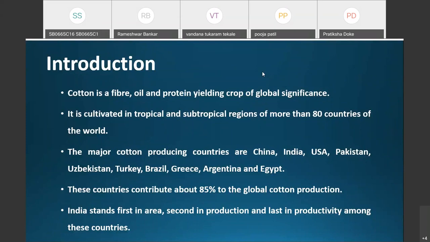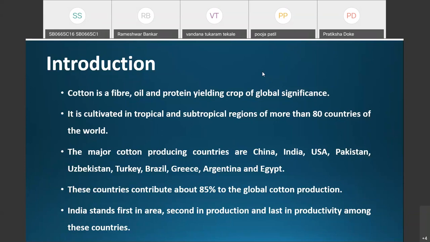Cotton is a fiber, oil and protein yielding crop of global significance. It is cultivated in the tropical and subtropical regions of more than 80 countries of the world.